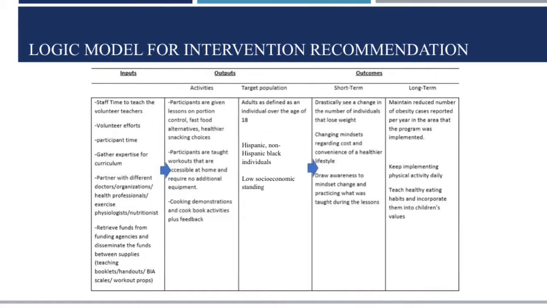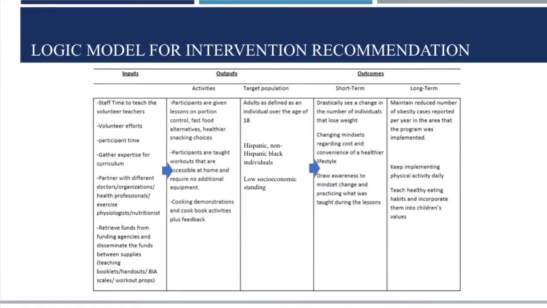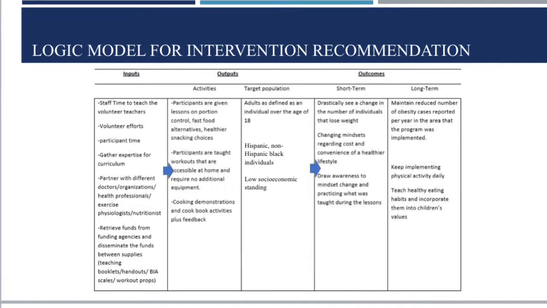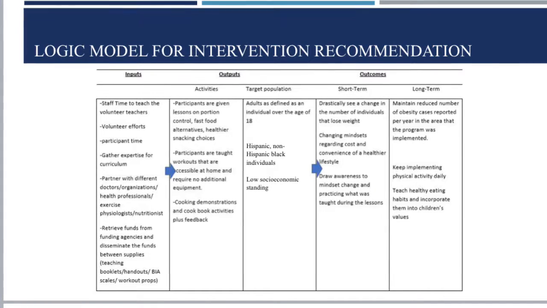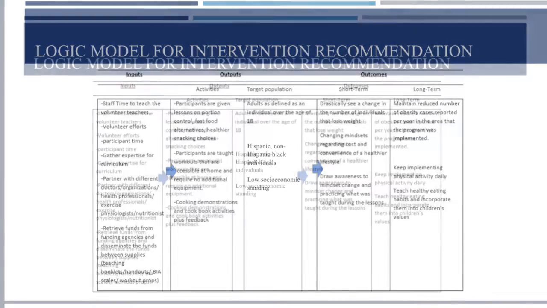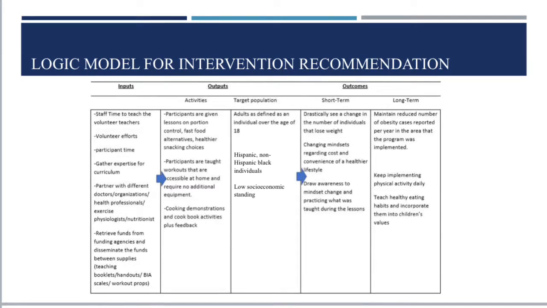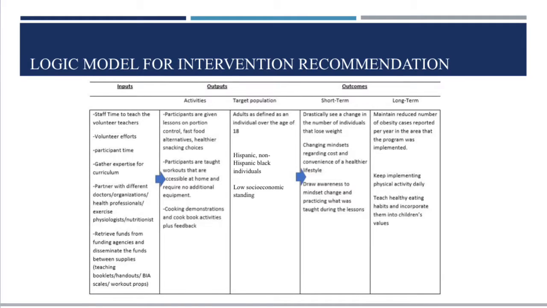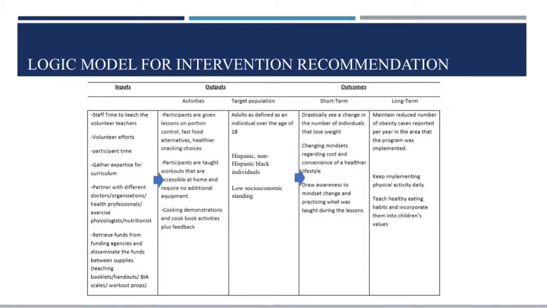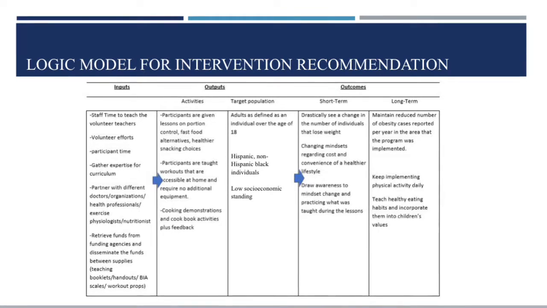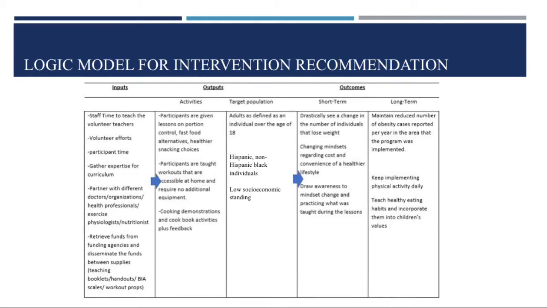Outcomes are broken down into short-term and long-term. Short-term, we will be able to drastically see a change in the number of individuals that lose weight, changing mindsets regarding cost and convenience of a healthier lifestyle, drawing awareness to mindset change, and practicing what was taught during the lessons. As far as long-term outcomes, we'll see a maintained reduced number of obesity cases reported per year in the area that the program was implemented, which would be here in the San Antonio area. We'd also see that the participants keep implementing physical activity daily, and that the participants are teaching healthy eating habits and incorporating them into their children's values.